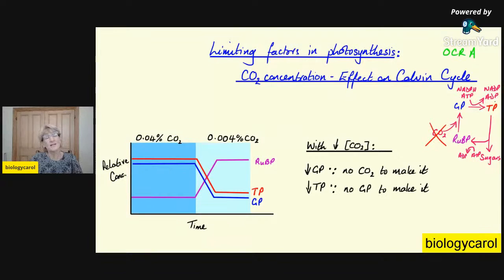There is decreased TP because there is no GP with which to make your TP. And there is an increase in RuBP because there is no carbon dioxide to react with it to make GP. So there is no carbon dioxide to react with it to turn it into GP, and therefore RuBP accumulates here.